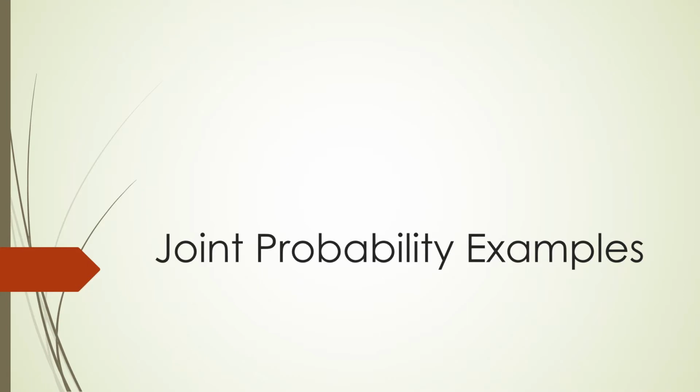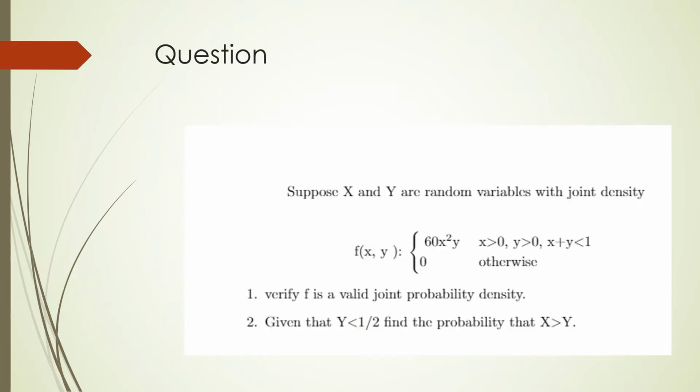So in this video I am going to show you how to calculate a problem which is regarding joint probability density. So the question is as follows. Let's say you have two random variables x and y which have this joint density, where it is equal to 60 times x squared y when x and y satisfy these strict constraints, and it is 0 otherwise.